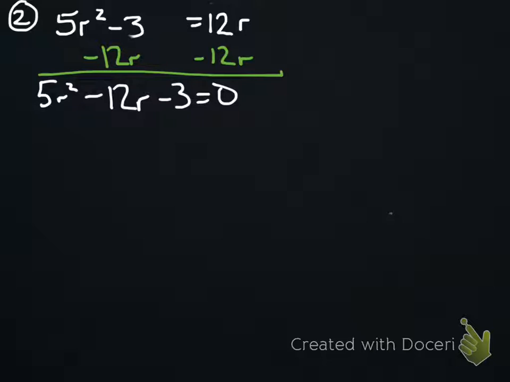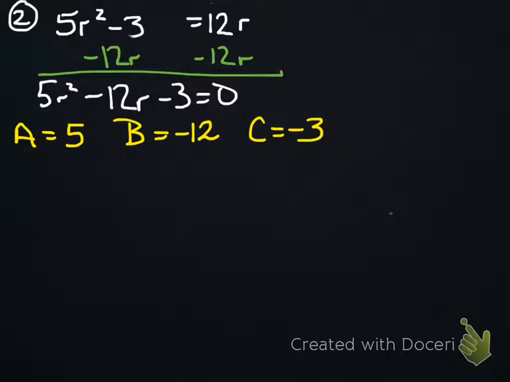Next, we are going to identify a, b, and c. A is our number in front of our squared term. B is the number times our variable without a power. And C is our constant. If you notice, I'm taking the sign with it as I'm going. The next thing we are going to do is find the discriminant.